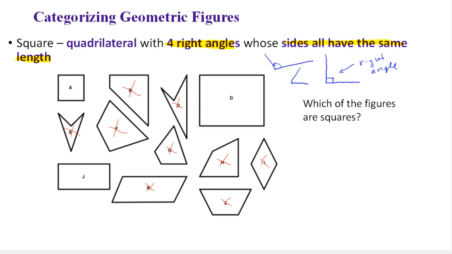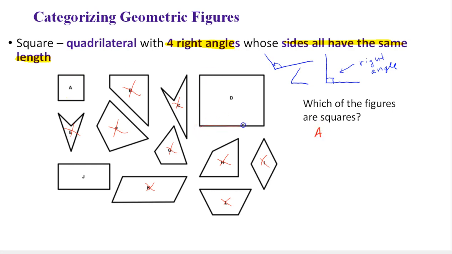But for a square, we need one more requirement. The sides all have to be the same length. Now, looking at these, again, you kind of have to look unless you want to get out a ruler and measure. It appears as if, and in geometry we usually indicate these things, but it appears as if all of these sides are the same length. So I am going to say that A is a square.